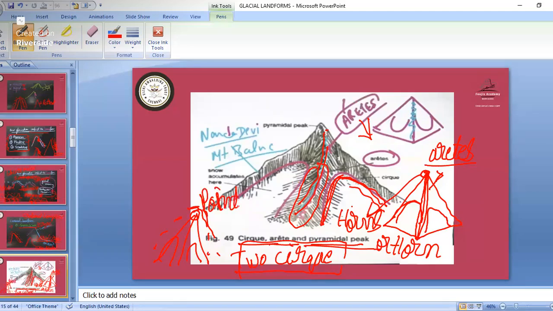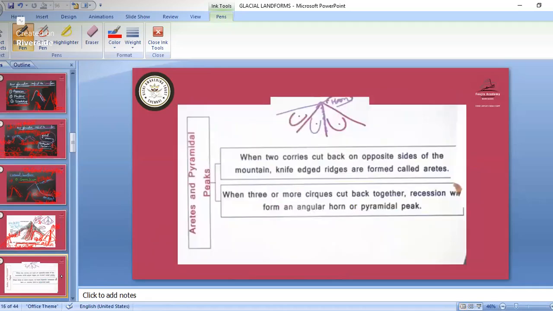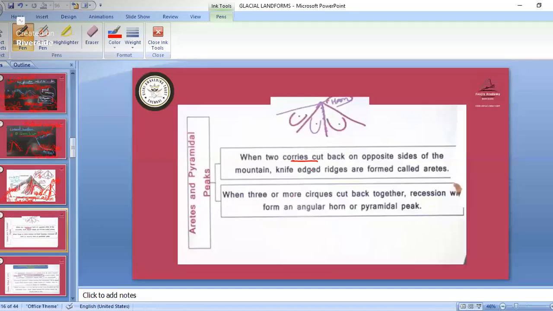Like how we have the bull's horns, it will look like that. That part we call what? Horns or the pyramidal peak. So these are the erosional landforms by the glacier: aretes and pyramidal peaks. When two quarries cut back on opposite sides of the mountain, remember that those cirques will be on opposite sides.